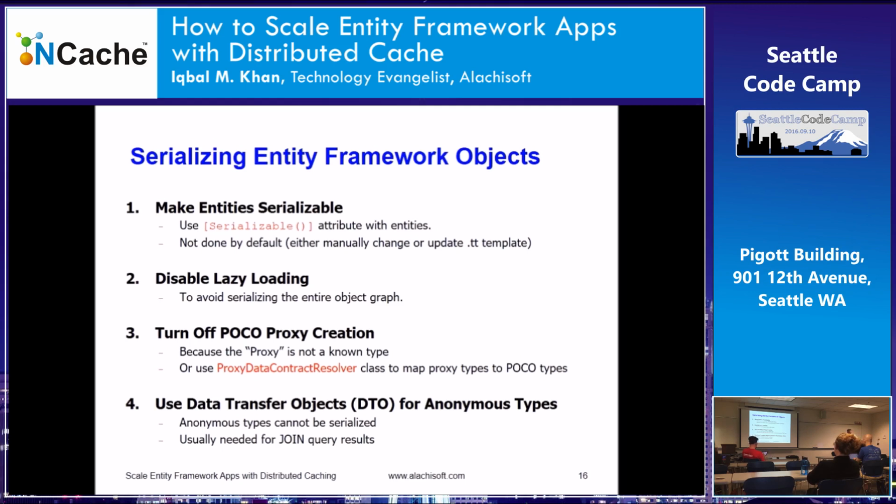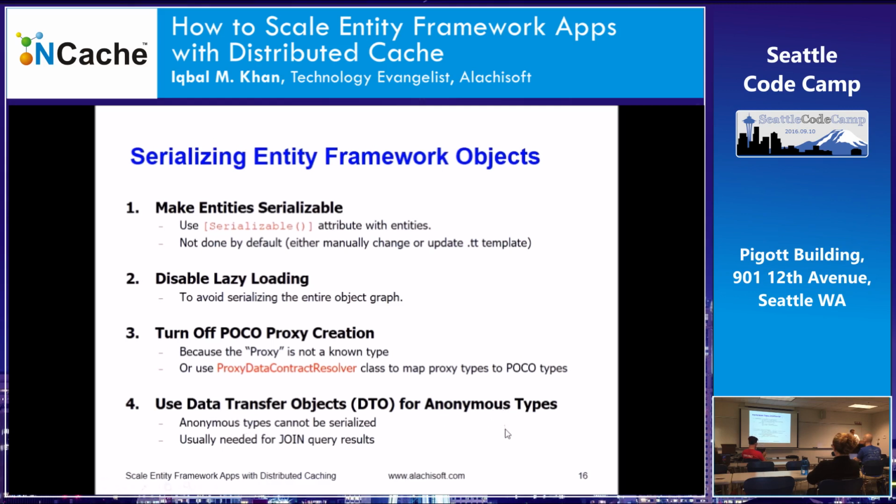Number 3, if you're using POCO proxy creation, then you need to use this proxy data contract resolver class to map the proxy to actual POCO types. Essentially, what all of this is saying is that you cannot have dynamic types, because you need to serialize them into an out-of-process storage, and then from a different process, you need to recreate them. So if it's a dynamic type, for example, an anonymous type, that's also a dynamic type.